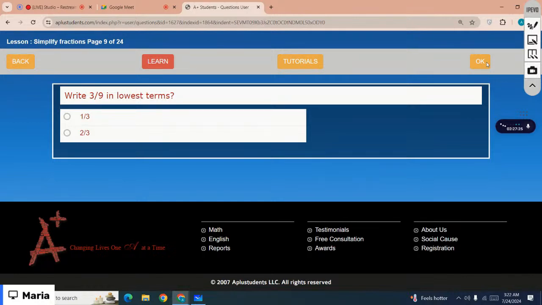Write 3 by 9 in lowest term. So, which is the correct option? Very good. That is 1 over 3. Option number 1 is the correct option.